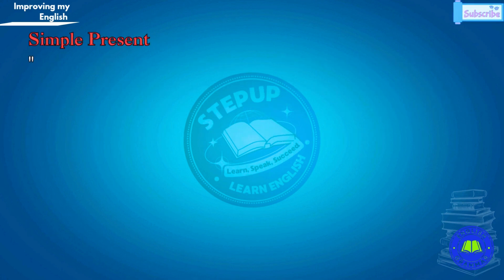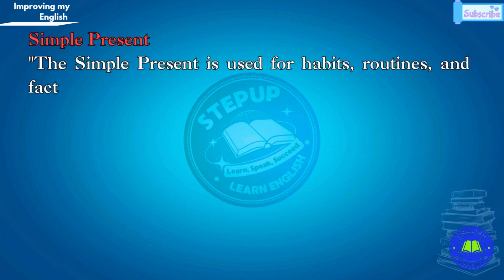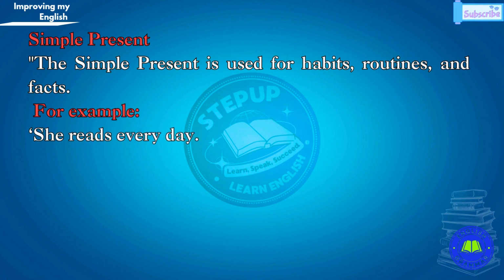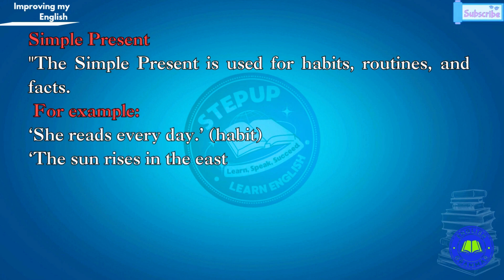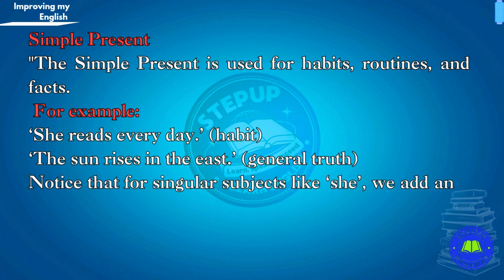Simple present. The simple present is used for habits, routines, and facts. For example, she reads every day. Habit. The sun rises in the east. General truth. Notice that for singular subjects like she, we add an s to the verb.